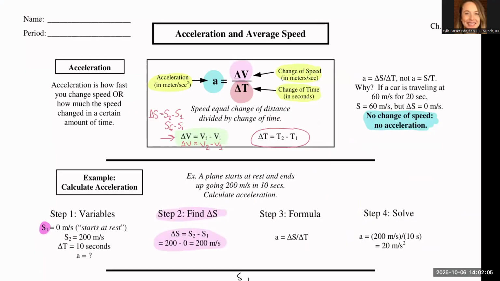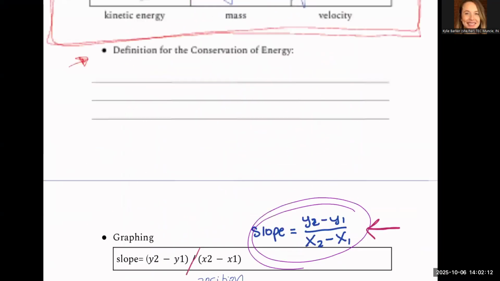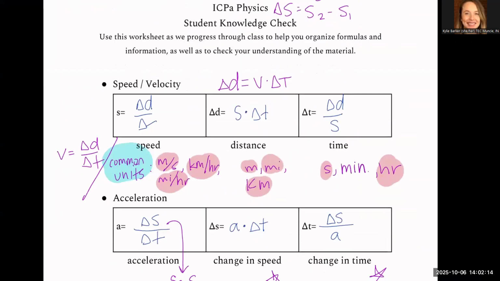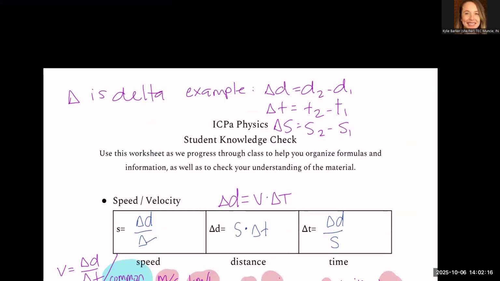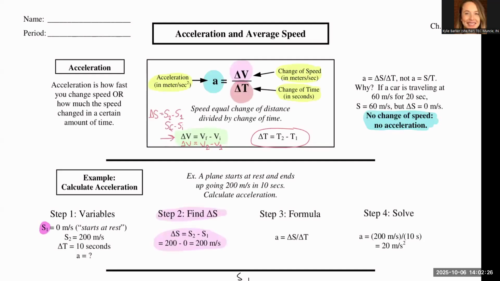You guys will also need to have your little student knowledge note sheet that we started on yesterday. We'll be adding some of the acceleration information and a little bit more to the graphing section. So let's go ahead and jump in here, and I'll do this in a couple little parts. So you can feel free to pause this video as much as you want, or watch it all at once and then try to do the worksheet.